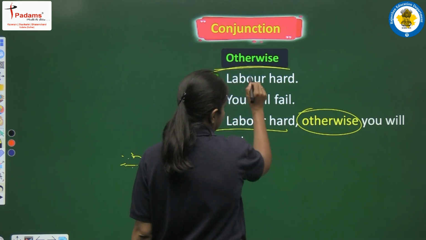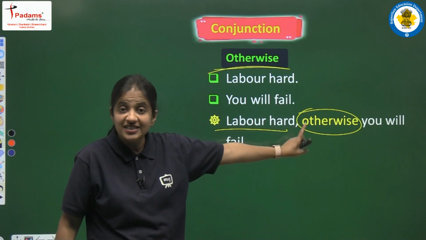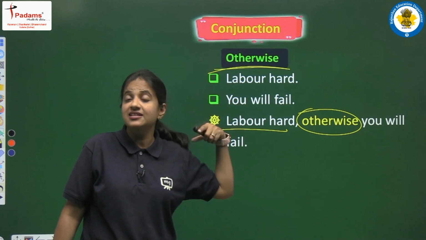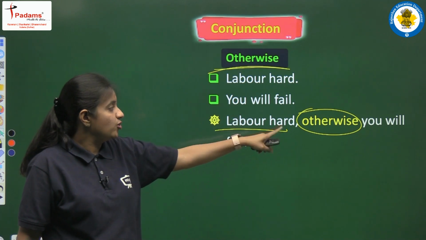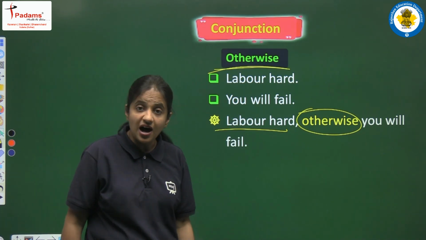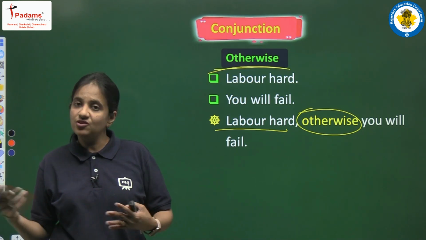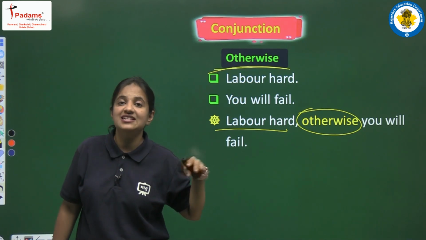So first of all, write the first sentence, that is labor hard. Then we have to write our conjunction, that is otherwise, and then the second part, that is the result, or we can say the consequence of this thing. So we have to write you will fail. So the complete sentence will be labor hard, otherwise you will fail. Okay, so it's a very easy one. It's a very easy conjunction that we can use in a sentence, that is otherwise.